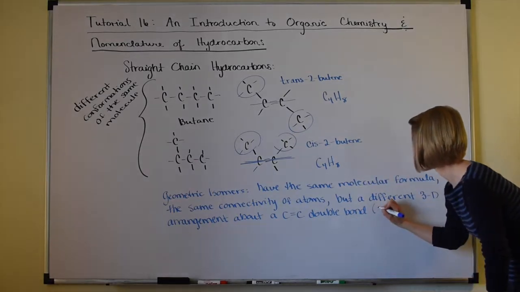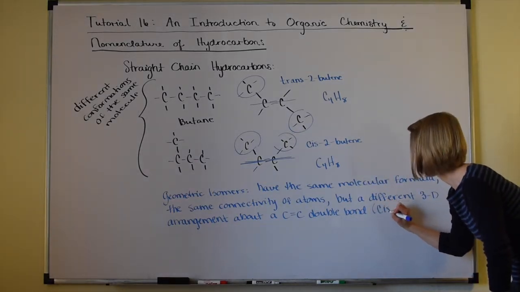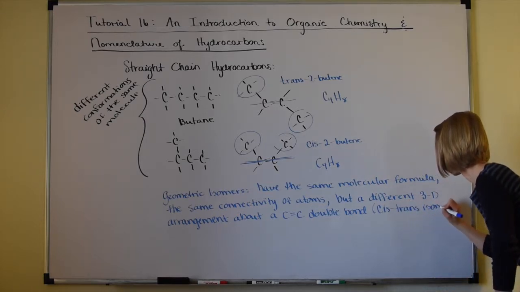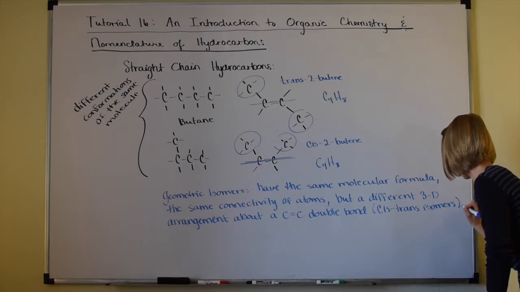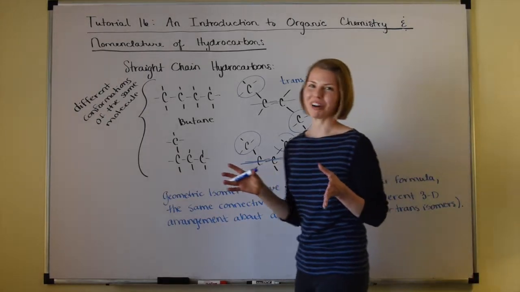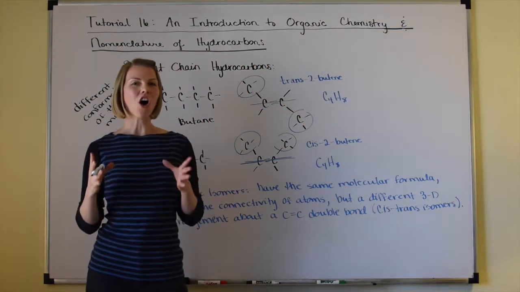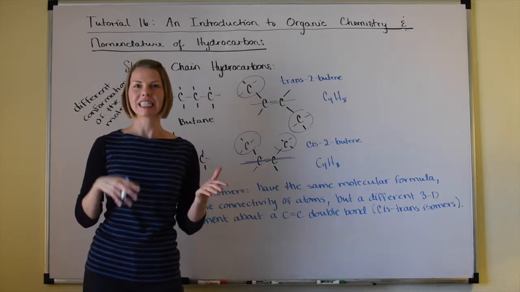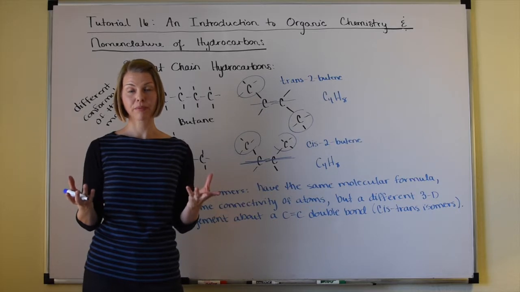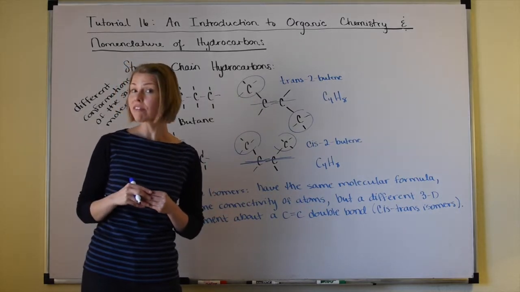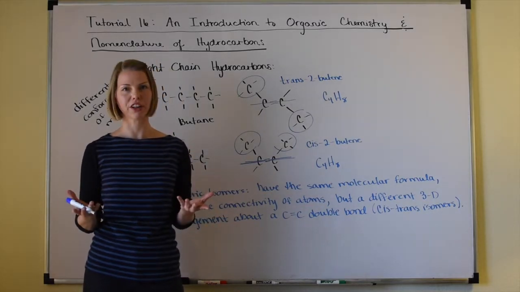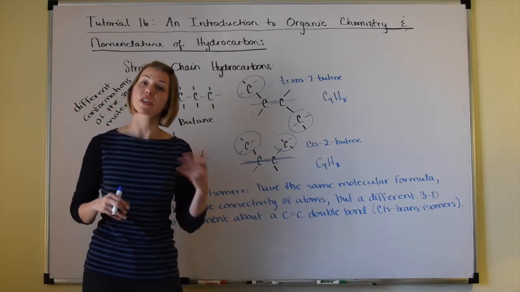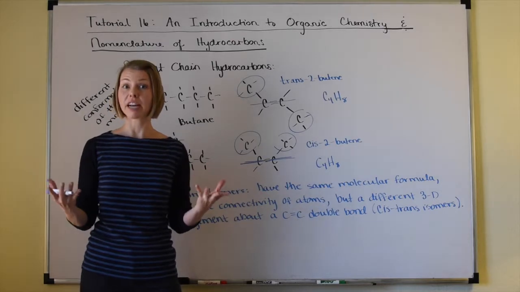And I'll write in parentheses here, they're sometimes called cis-trans isomers. Okay. Now, here's the tricky part. Not all alkenes will exist as a cis-trans isomer pair. Some alkenes do not have cis-trans isomers, others will. So how do you decide if an alkene exists as both a cis and a trans isomer?